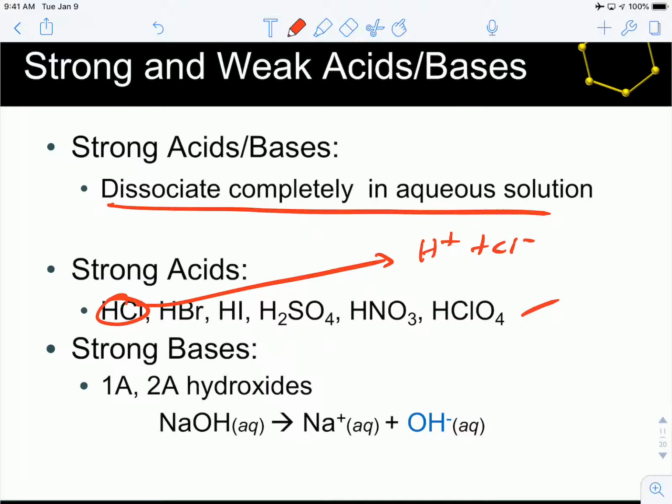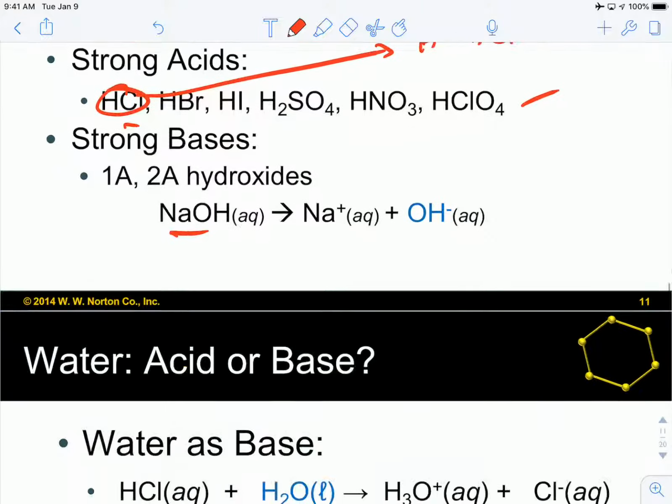And that's going to be important in Chem 2 also. Strong bases, same thing. They completely dissociate or ionize in solution. So there's little left of this. And there will be some, but it's insignificant is the idea.